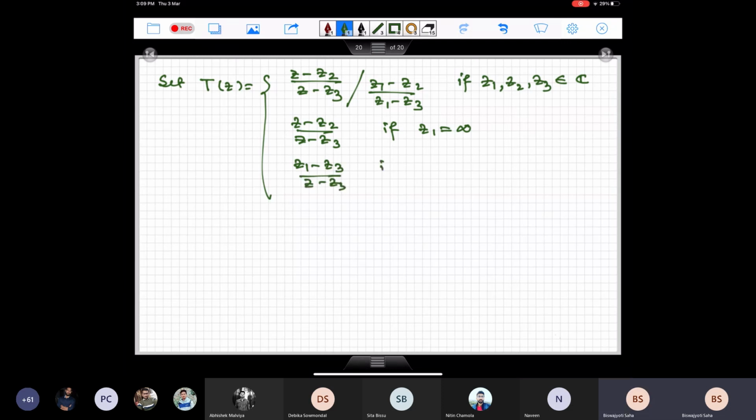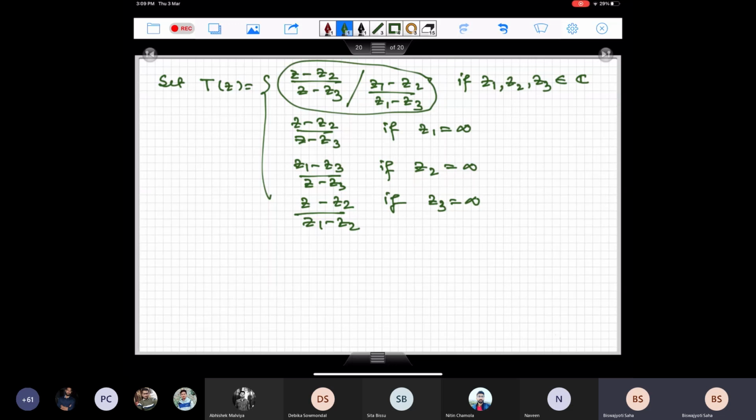Okay, so here if z2 is equal to infinity. Of course, if you put z2 in the denominator at infinity, you are going to get 0, no issues. And similarly, if z3 is equal to infinity, then you are just going to do the same thing: z minus z2 divided by z1 minus z2.